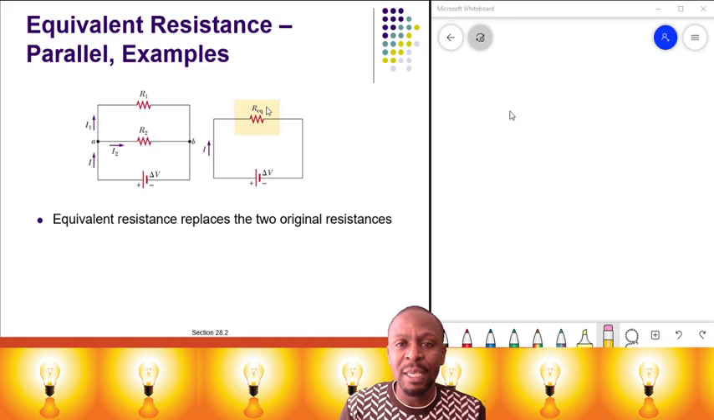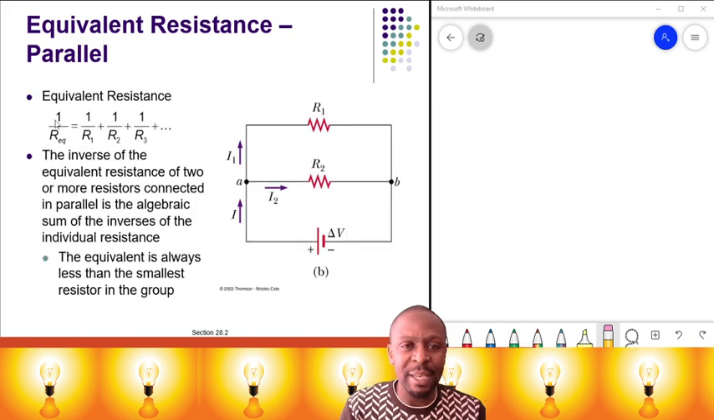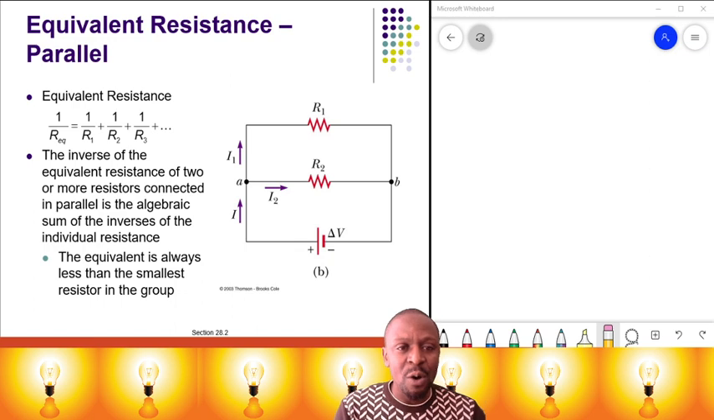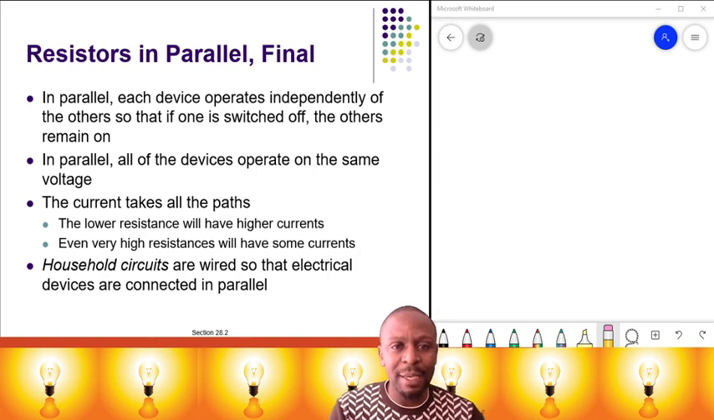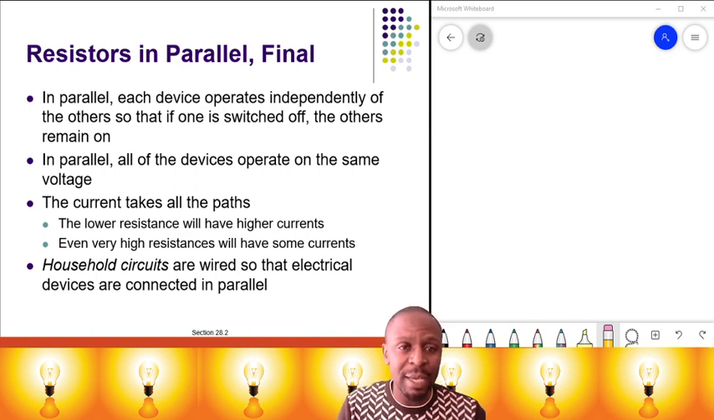Now in that case, the equivalent resistance is just given by this, as I've just shown you on the whiteboard. The inverse of the equivalent resistance of two or more resistors connected in parallel is the algebraic sum of the inverse of the individual resistances. The equivalent is always less than the smallest resistor in the group. Right. Now in parallel, each device operates independently of the other, so that if one is switched off, the other remains on. In parallel, all of the devices operate on the same voltage.